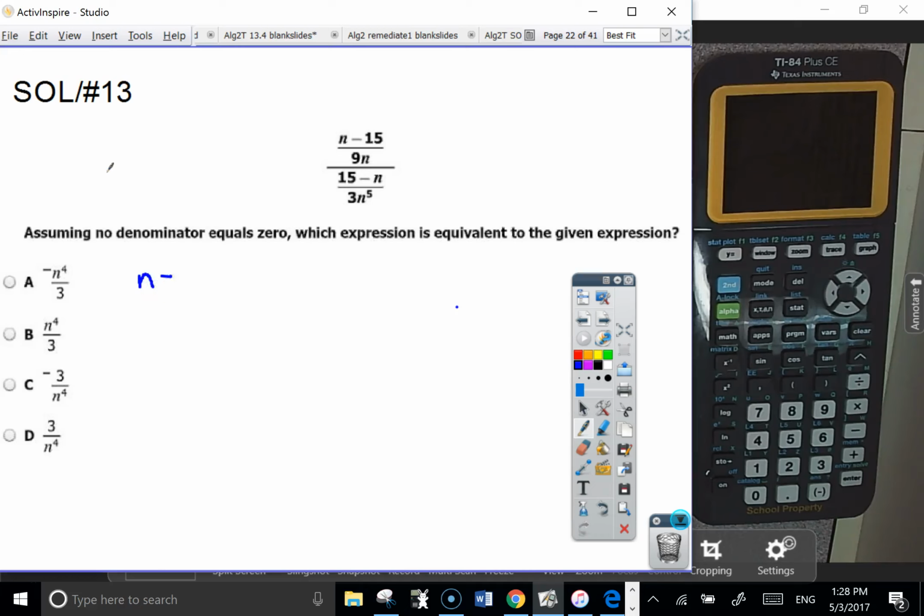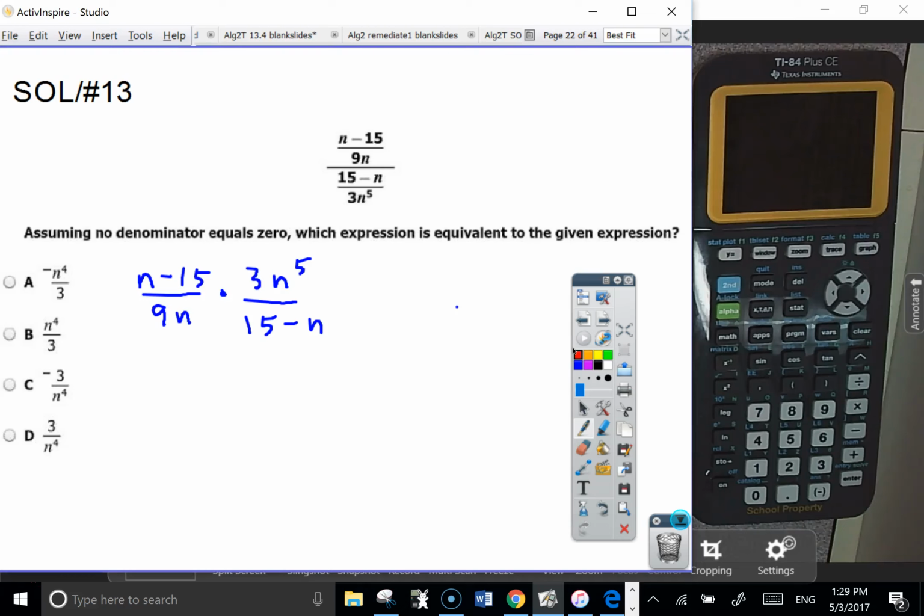So I would say this is n minus 15 over 9n. And then I'll turn that into a multiplication. 15 minus n. Oh, that was wrong. Getting tired. 3n to the 5th over 15 minus n. And now there's no factoring to do in any of these. So I can go right ahead and start canceling factors.